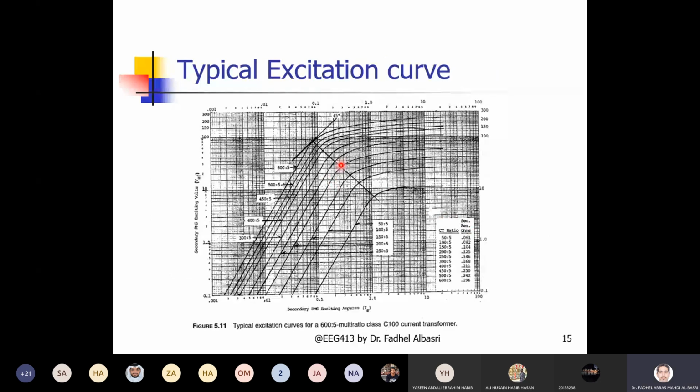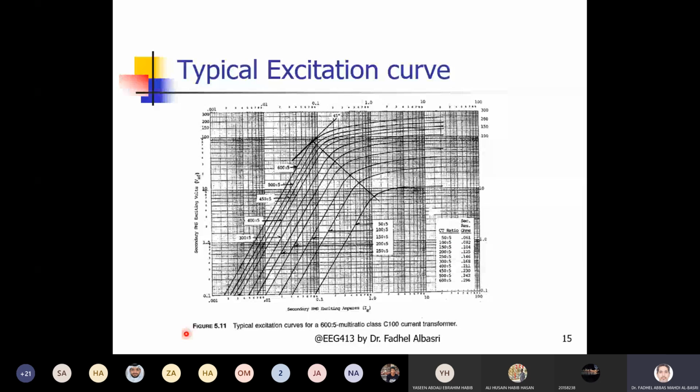This is the typical excitation curve, which shows the secondary voltage in RMS here versus the secondary RMS excitation current, IE. So this is the secondary excitation voltage, exciting voltage, and this is the exciting current.